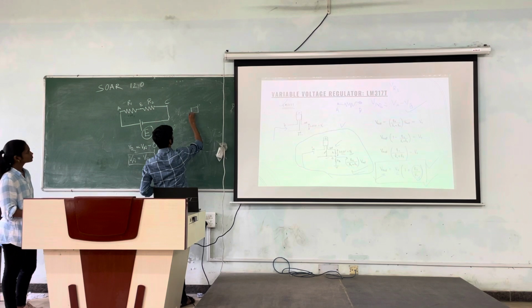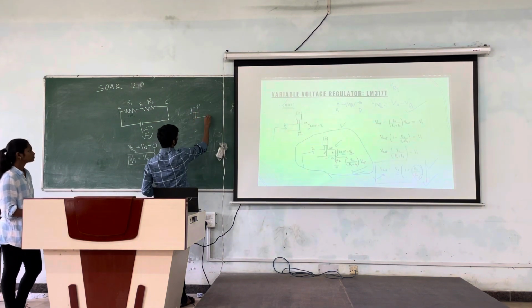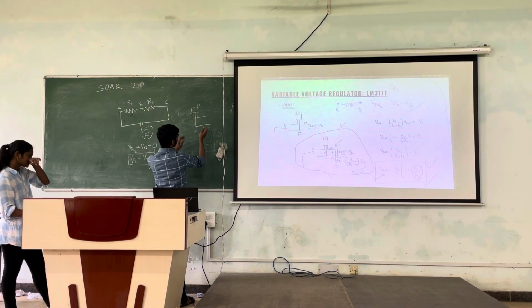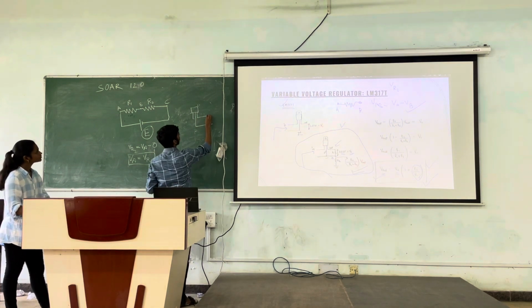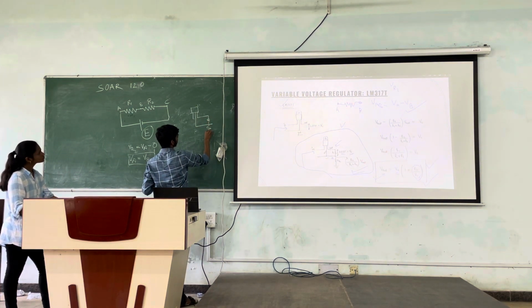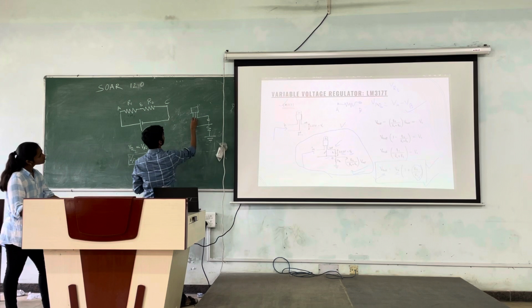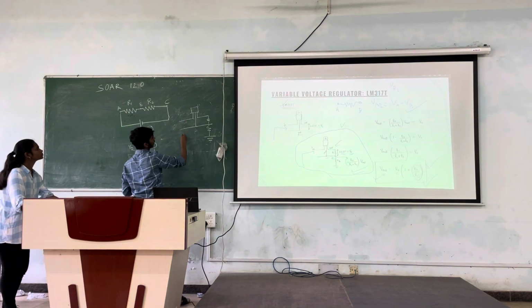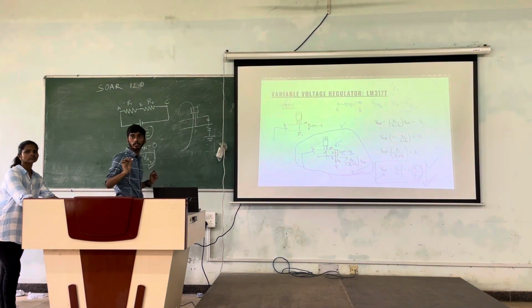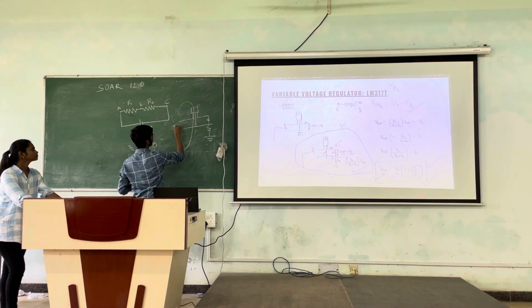Okay, so we are having 3 terminals of this IC. This one is the output side, and here there is a resistor, and this is grounded. And this is the input side. Let's focus on this part only. So this is the input side.